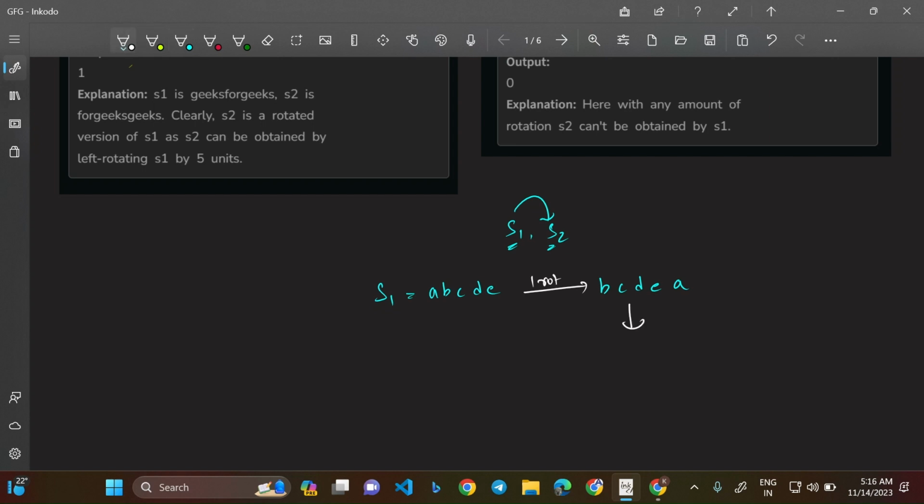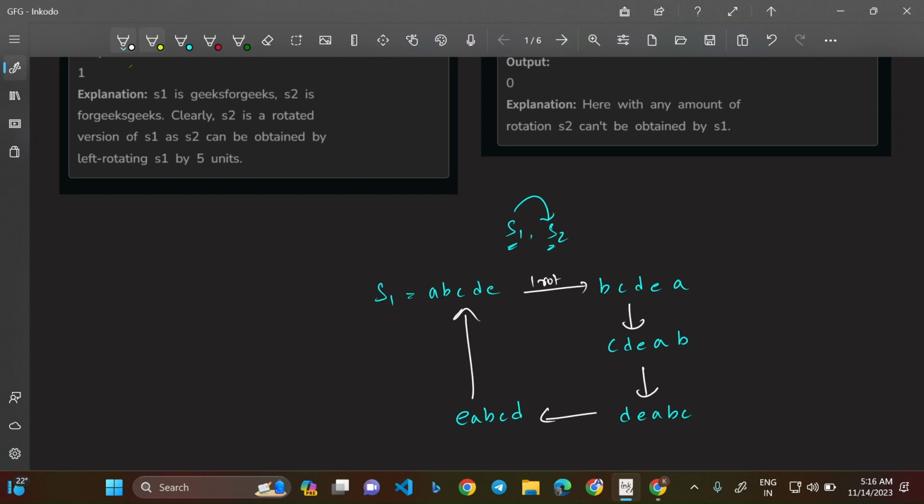From this, I would do another rotation. What string would I get? C, D, E, A, and B. Another rotation, what would I get this time? D, E, A, B, C. Another rotation, I would get E, A, B, C, D. And what if I do another rotation? I would get A, B, C, D, E, isn't it? So after how many rotations would I get the same string?